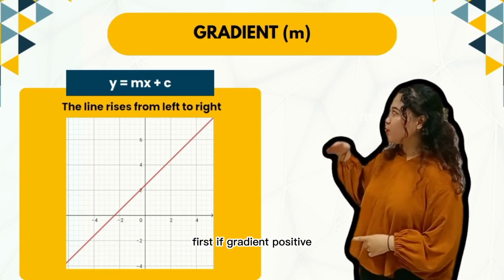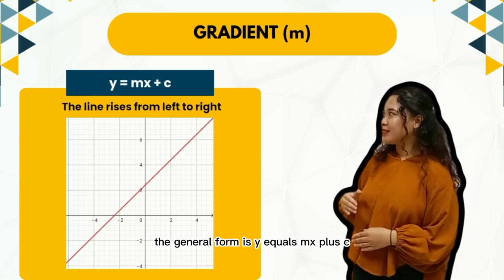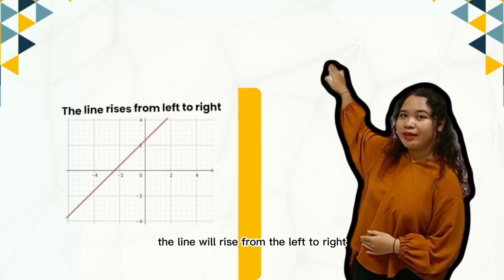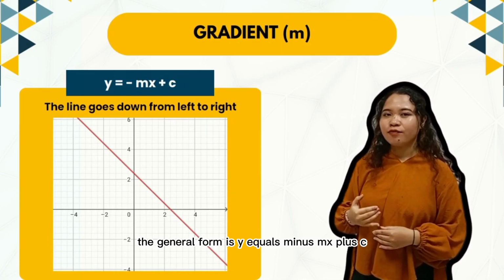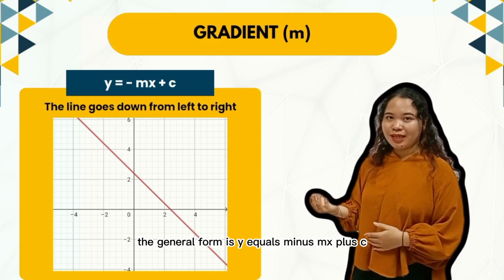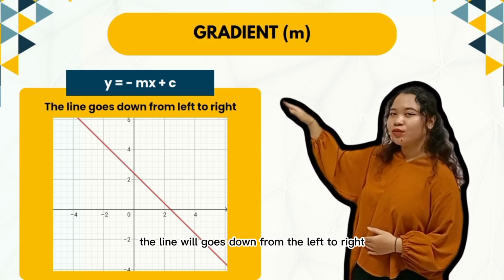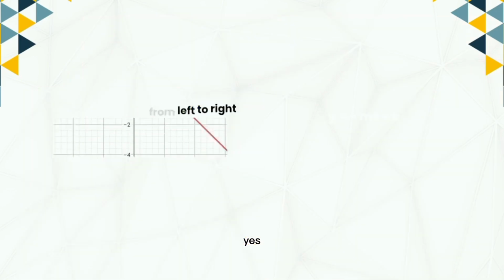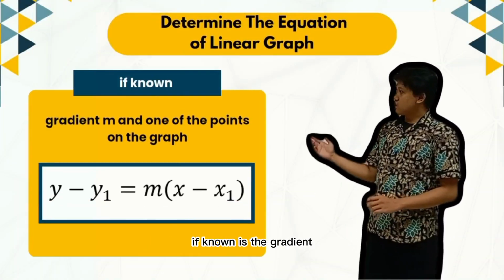Okay, this is the gradient, or m. First, if the gradient is positive, the general form is y equals mx plus c. The line will rise from left to right. And then, if the gradient is negative, the general form is y equals minus mx plus c. The line will go down from left to right. Do you understand? Yes.